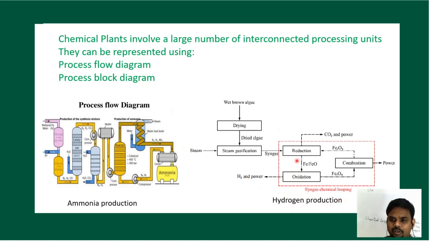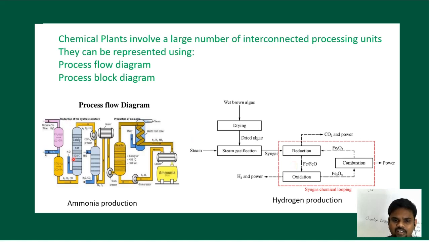As I said, we have been using this kind of block diagram only to solve the numericals, to do material balance. For example, we have some basic raw material which is being dried. Then some gasification is taking place in the reactor, the gasifier. So steam is supplied for it. So we have syngas being produced, after which some further reactions are taking place. So we get hydrogen and powder. So hydrogen is being produced like this. So this way, both of these are representing a production chemical plant.